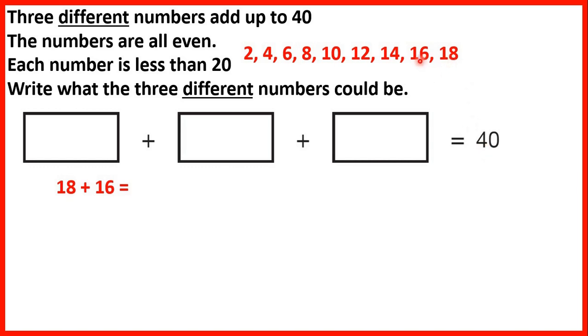So 18 plus 16 is 34, and then from 34 we need to add another 6 to get to 40, because 40 minus 34 is 6. So our numbers could be 18, 16 and 6. That gives a total of 40. The numbers are all even because they're numbers that are multiples of 2, and each number is less than 20.